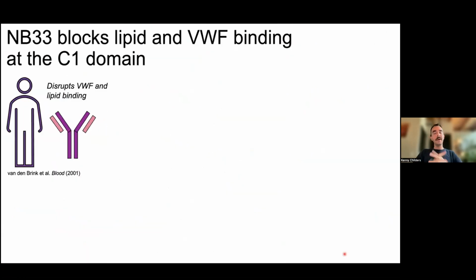Remember, we're looking at factor VIII, and we're looking at understanding this antibody inhibitor interaction. All three antibodies that I'm going to be presenting to you today came from hemophilia A patients. The first one is termed NB33. Up until this point, researchers have shown that it blocks factor VIII binding to lipid membranes as well as von Willebrand factor, and it does this by binding to the C1 domain. It was originally reported about 20 years ago from a patient with mild hemophilia A.